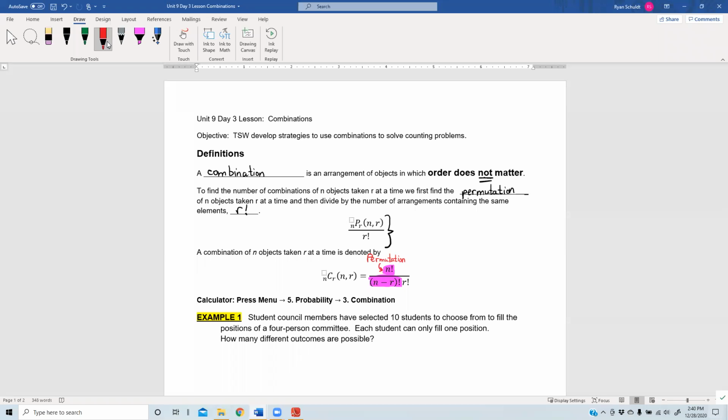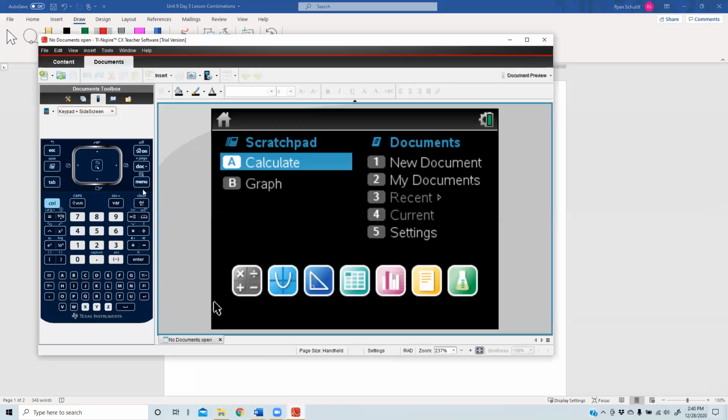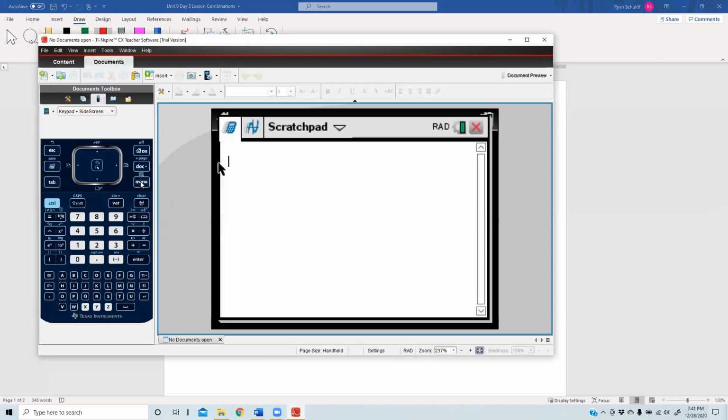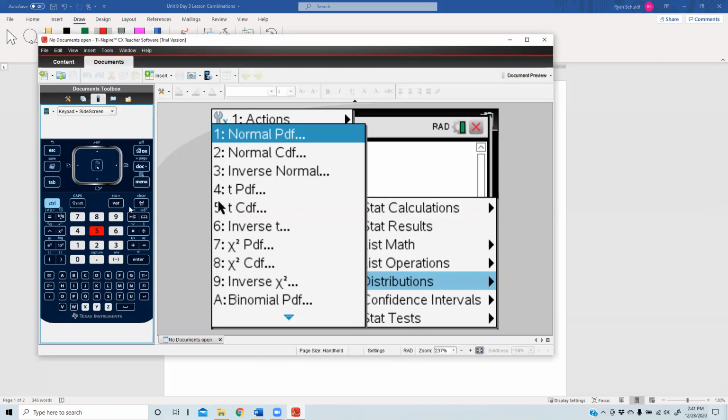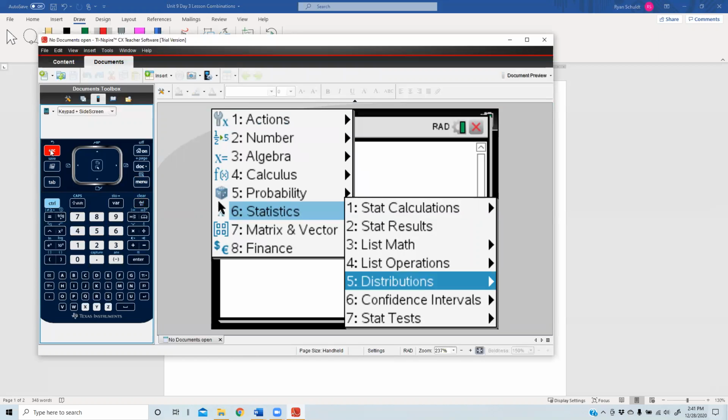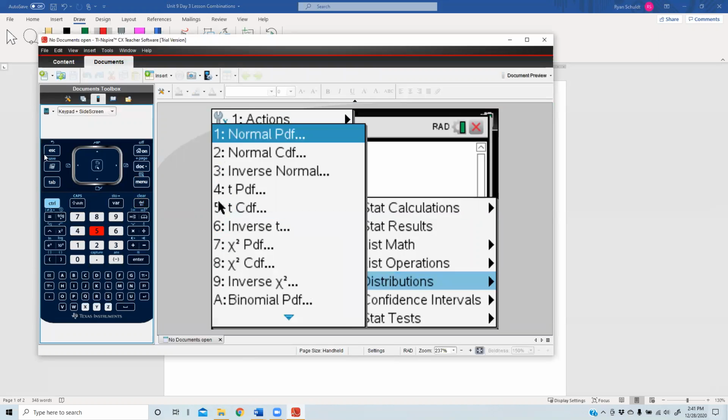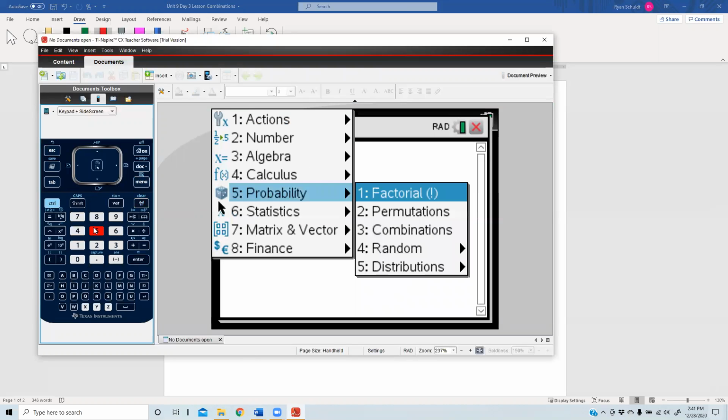That's the only difference. On the calculator, you'll hit menu, and then find, so menu, probability, and then combination. That's all we do. Menu, probability, combination. How that looks: first you gotta go to the scratch pad. So calculate. Menu, probability, which is option 5. Option 5, probability.